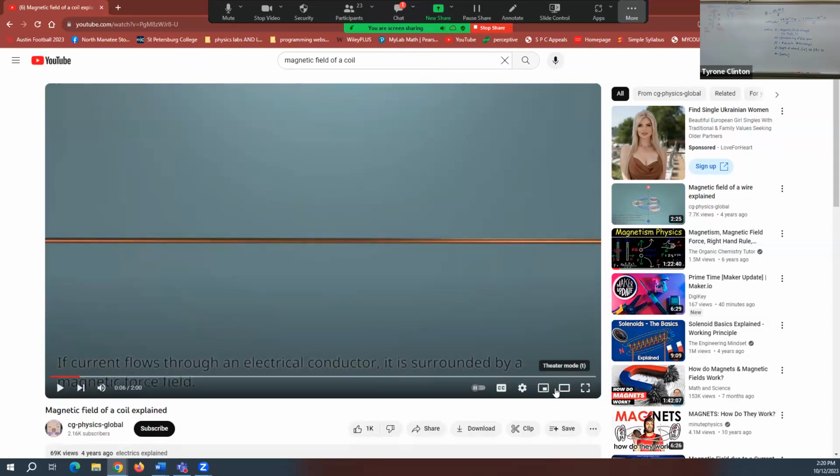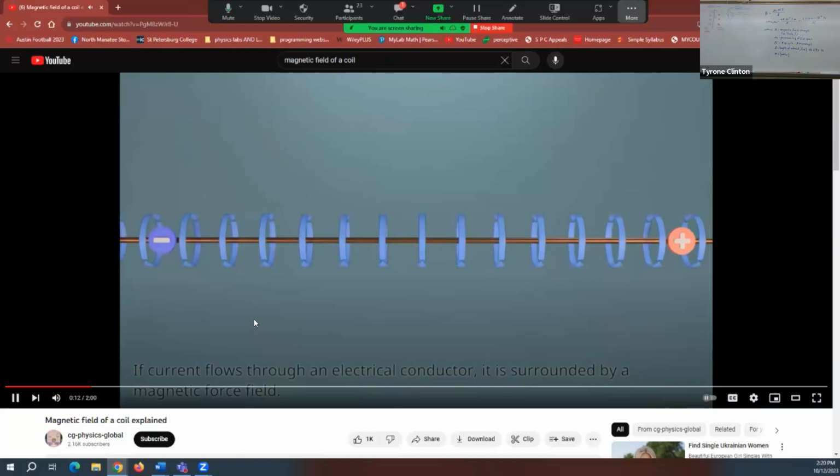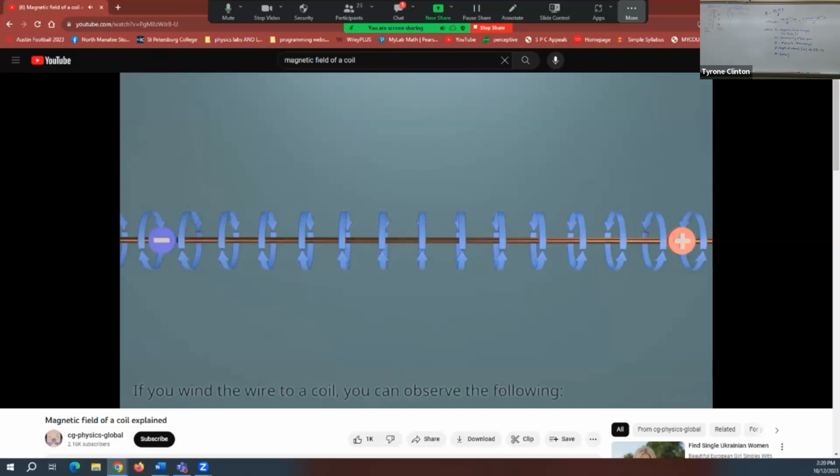Now, the words are a little hard to see at the bottom here, so I'll read this to you. Just follow along at the bottom if you can. It says, if current flows through an electrical conductor, it is surrounded by a magnetic force field. The force field is clarified by force field lines. If you wind the wire in a coil, you will observe the following.